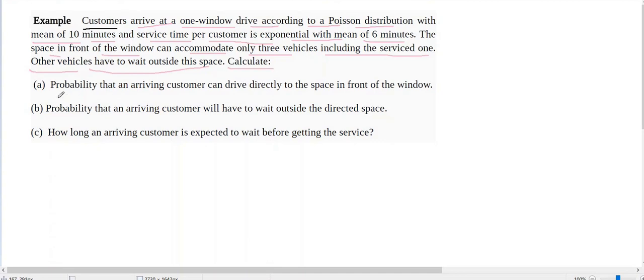Then calculate the probability that an arriving customer can drive directly to the space in front of the window. The second is the probability that an arriving customer will have to wait outside the designated space. The third is how long an arriving customer is expected to wait before getting service. These 3 parameters you have to evaluate. All of you go through this once, whatever you noted down, and according to that make the evaluation of these parameters.